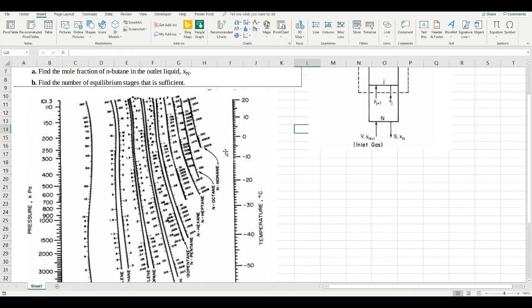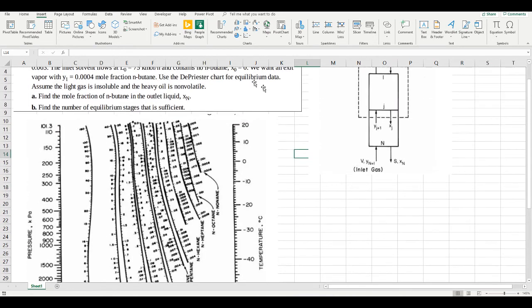Priester chart. Using a de Priester chart is quite simple. We know our operating conditions, so we simply need to draw a line that connects the temperature on the right side and the pressure on the left side, and then look at the corresponding line for our substance, which is N-butane. So let's go ahead and do that.